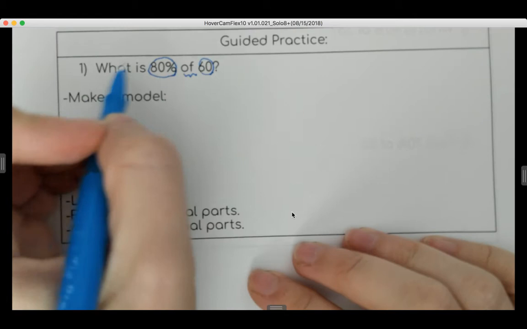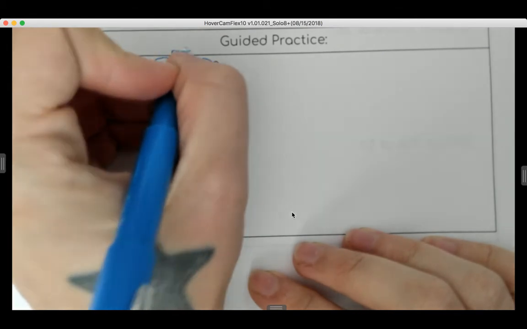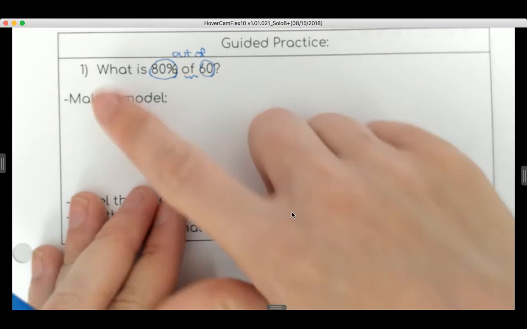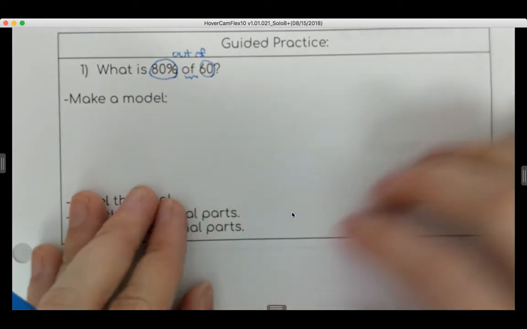So I did my annotation, and I remember Angel the other day told us that "of" is like saying "out of." So what is A? A, focus. There we go. What is 80% out of 60, right?